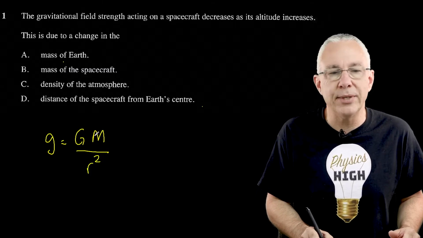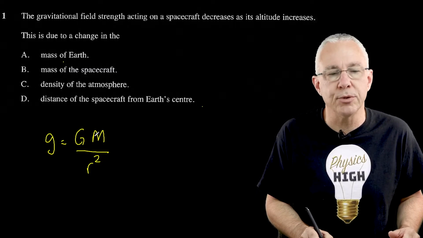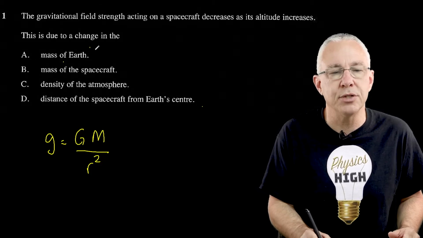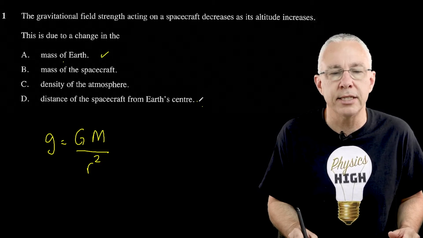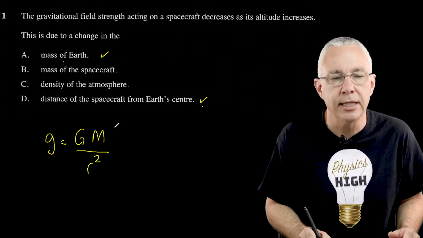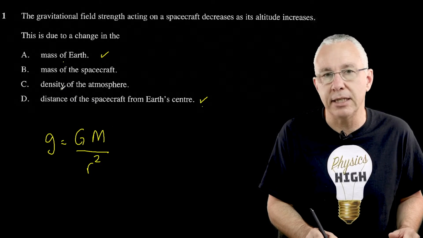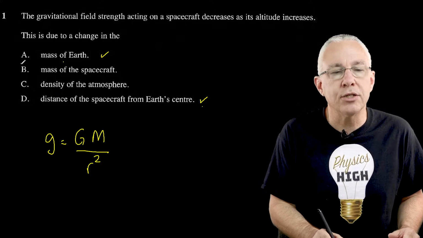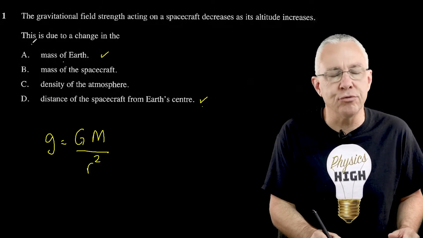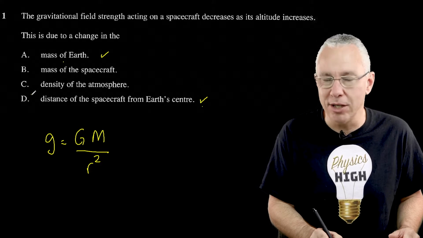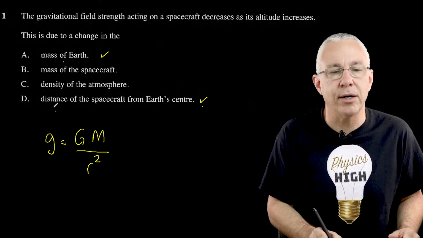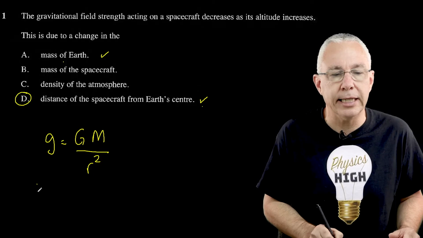Now, automatically we can see there are only two variables within the formula that are within our options, and that is the mass of the Earth and the distance of the spacecraft from the Earth's center. As a result, B and C are excluded. The mass of the spacecraft, in fact, is not involved at all. And so we now have only A and D to choose from. Of course, the mass of the Earth remains constant in this scenario, and so our only option is really D.